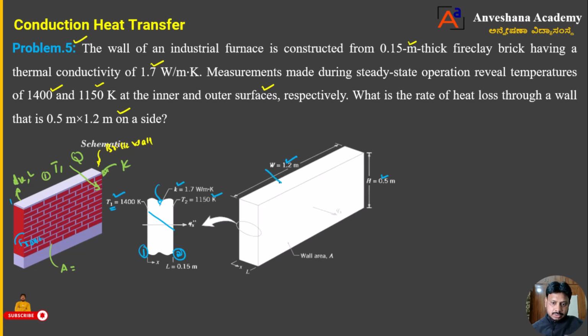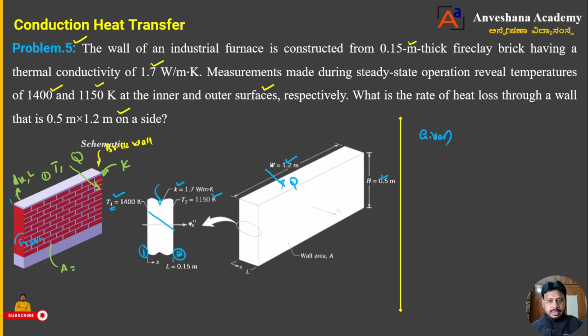Through that area, the heat is going to transfer. That means you have to consider an area which is perpendicular to the direction of heat flow. That is Fourier's law, which we know already. So now quickly list out the given things. What all things has he given?